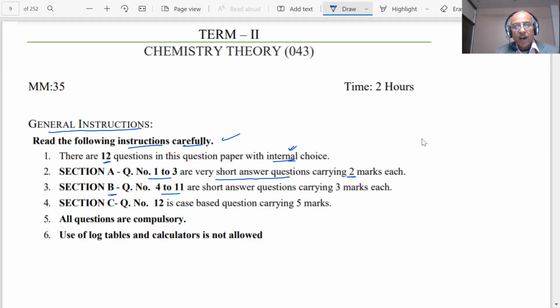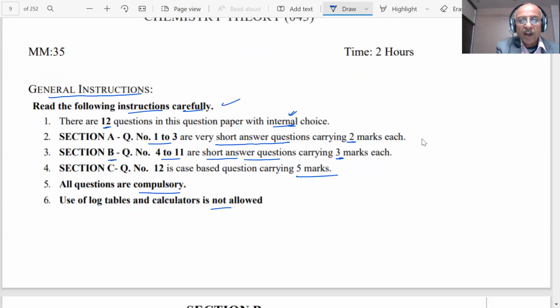Questions 4 to 11 are short answer questions carrying 3 marks each. Section C, question 12, is case based, carrying 5 marks. All questions are compulsory, but internal choice has been given. You are not allowed to use log tables and calculators. Let us begin our session.